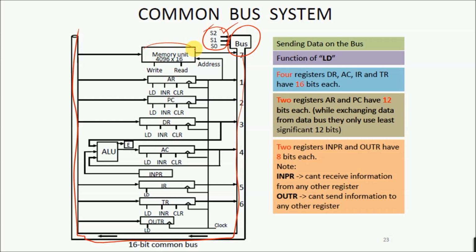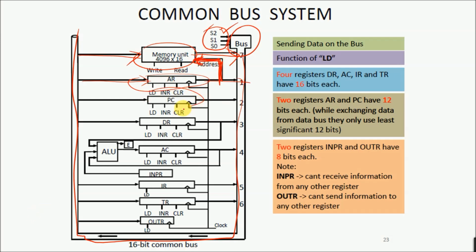Then we have this memory unit. So some lines are traveling from the outside of the memory to the bus, and some lines are traveling from the bus to the input of the memory. So memory has a two-way connection with the bus. Then we have the address register. The address register also has two-way connection with the bus, but the thing to note here is that the address register is also hardwired to the address lines of the memory.